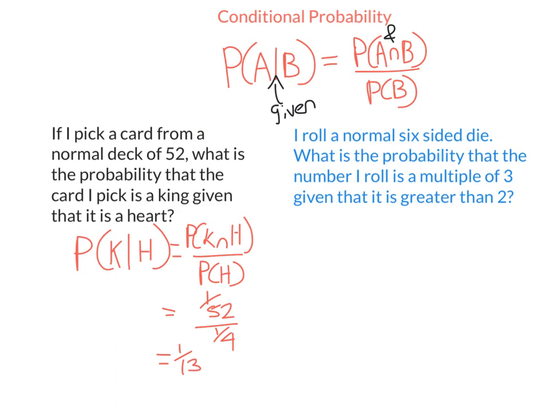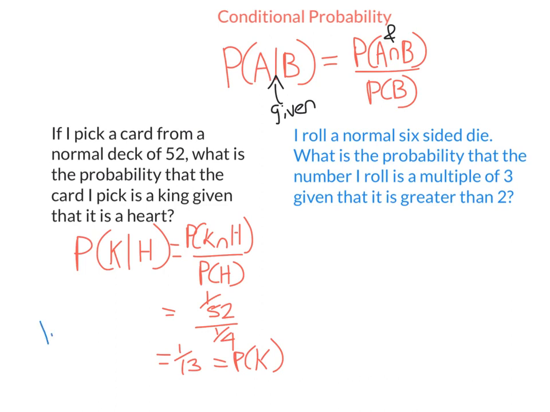But wait a minute, that's just the normal probability that I pick a king. If I just picked a card from a deck normally, the probability is 1 over 13. Doesn't matter whether it's a heart or not. So what we can see here is that me telling you that the card was a heart hasn't changed the probability that the card I pick is a king.